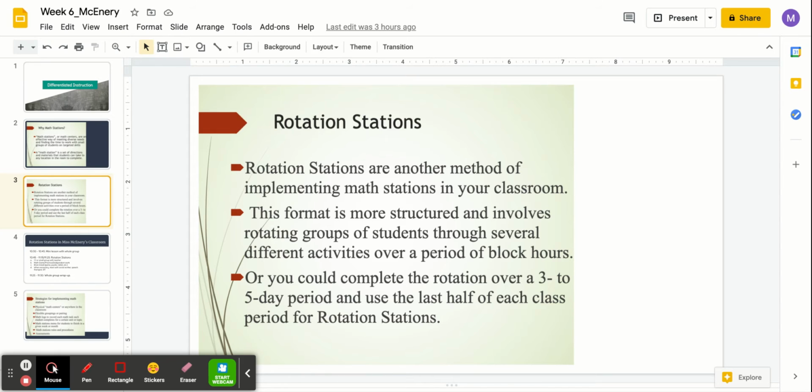You can do rotations over a course of a 3 to 5 day period, like it said in the PowerPoint. I specifically will only do that for my units. I will not stick to one concept for 3 to 5 days. When it comes to math, when it comes to literacy, that's a totally different ball game. But when it comes to math, I try to stick to one concept a day, just to keep the ball moving throughout the unit.